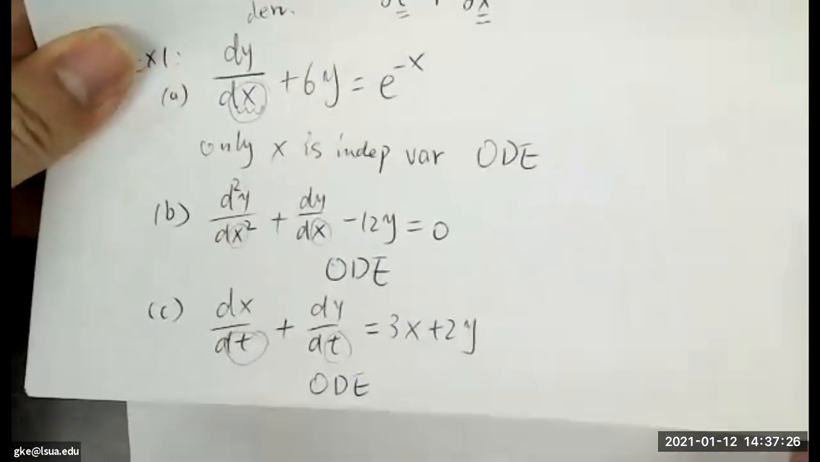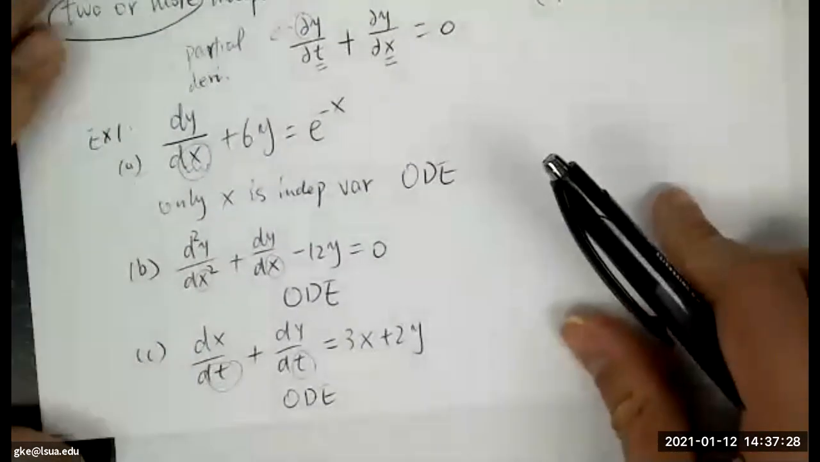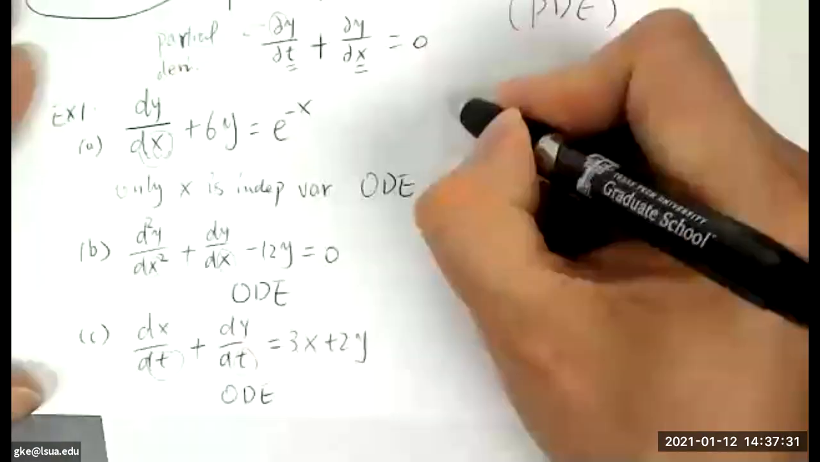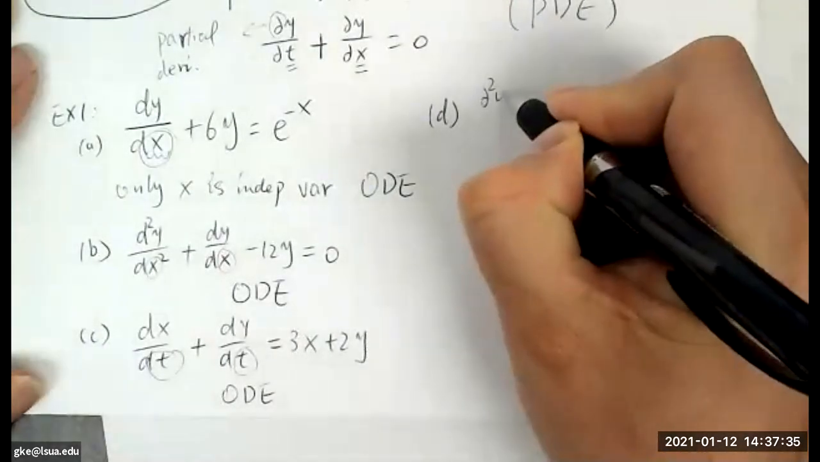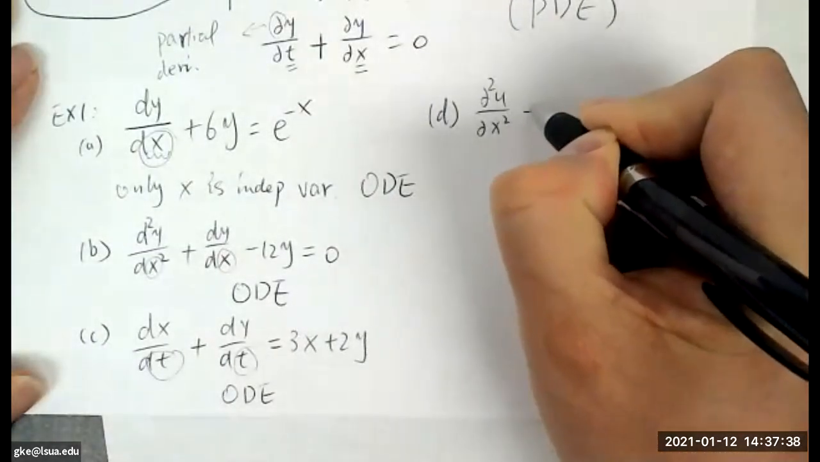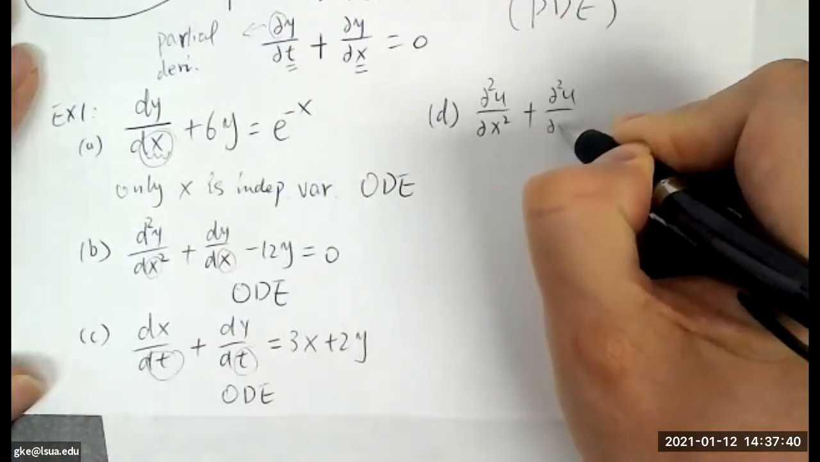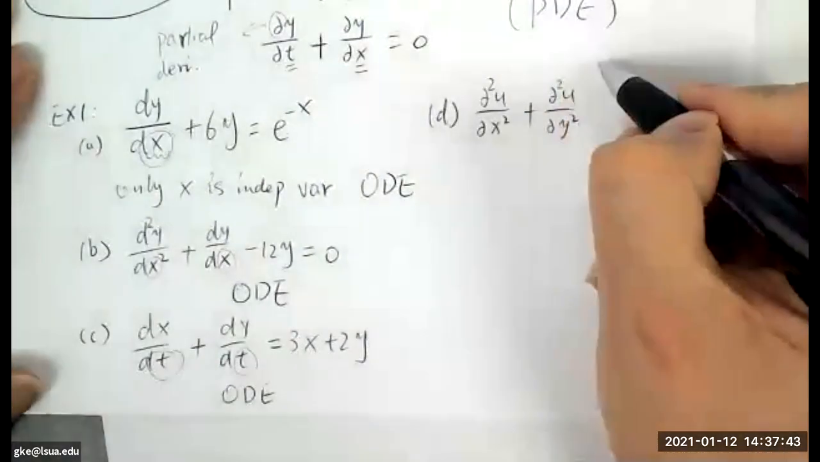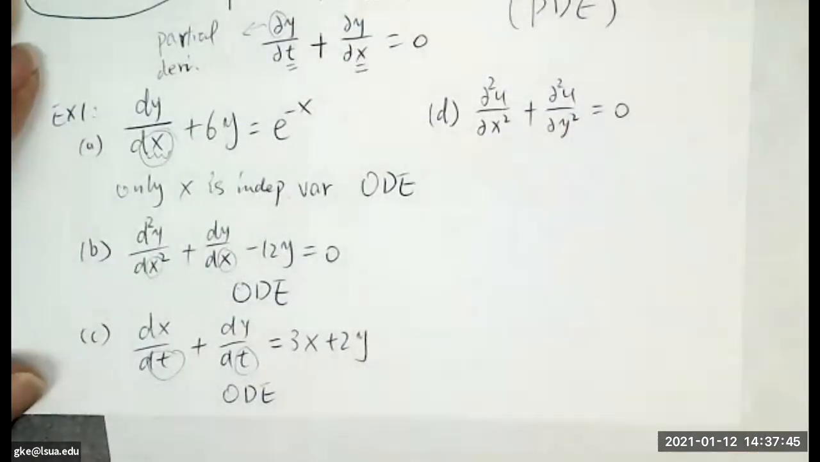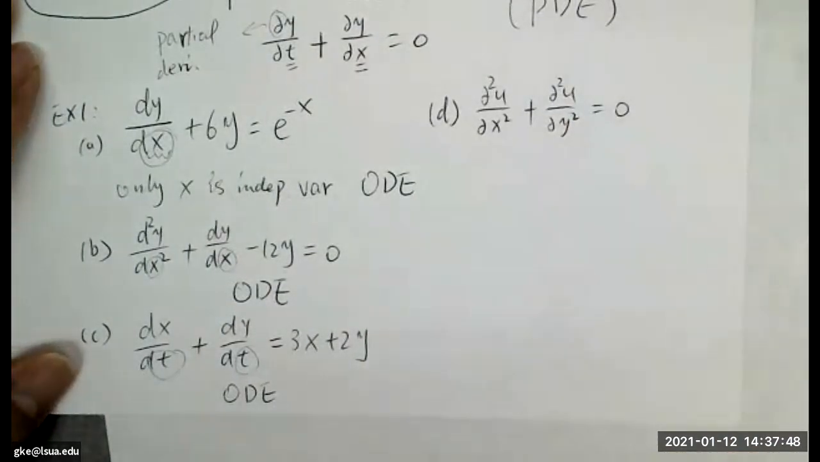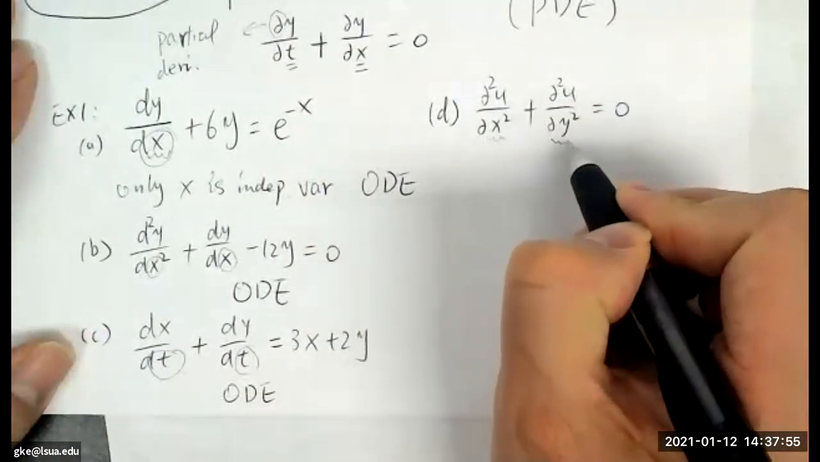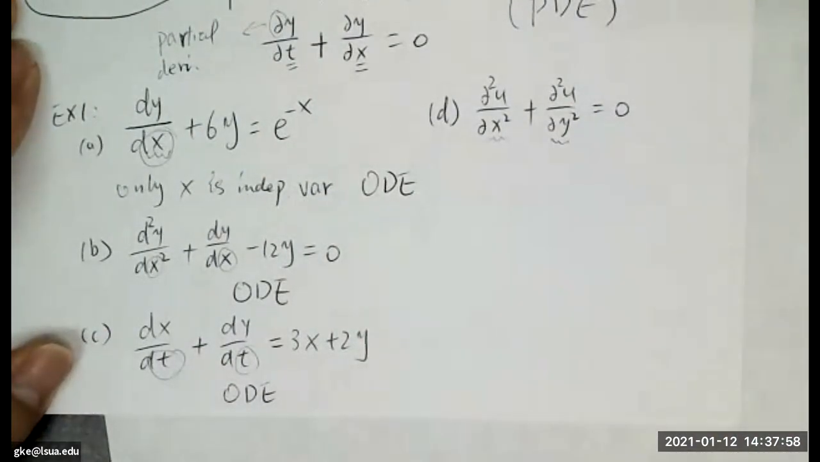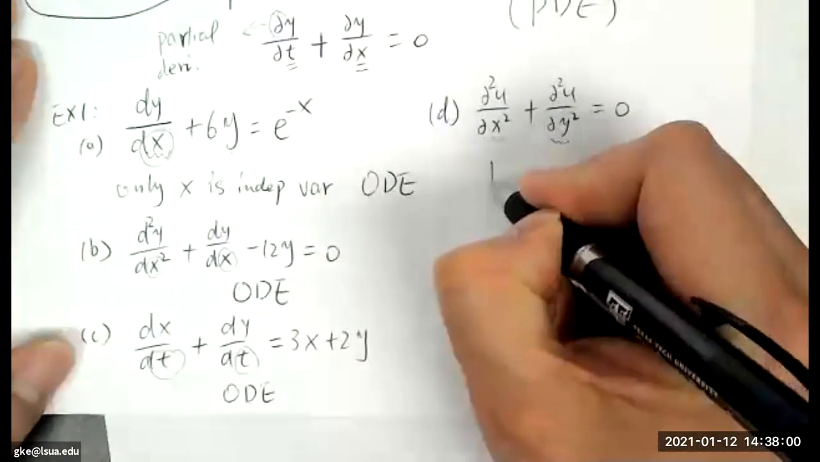So now let's take a look at another one. How about this one? ODE or PDE? PDE, right? We have 2 independent variables, x and y. So that is a PDE.